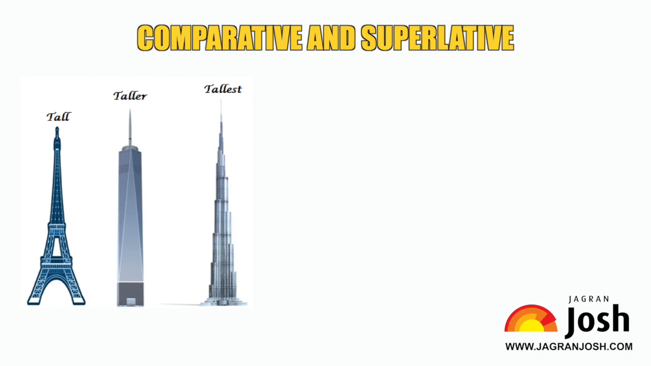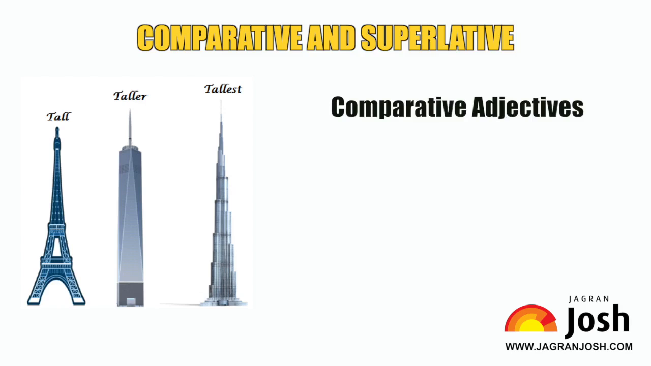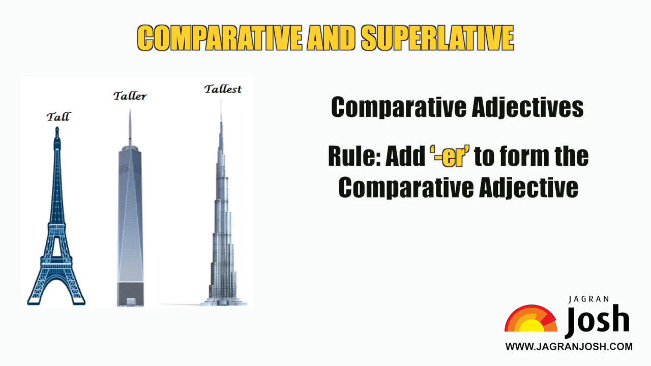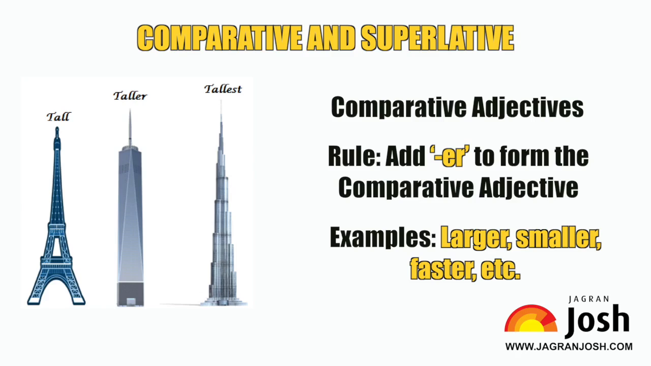Comparative and superlative. Comparative adjectives. Adjectives which are used to compare a noun to another noun. Rule: add er to form the comparative adjective. Examples: larger, smaller, faster, etc.